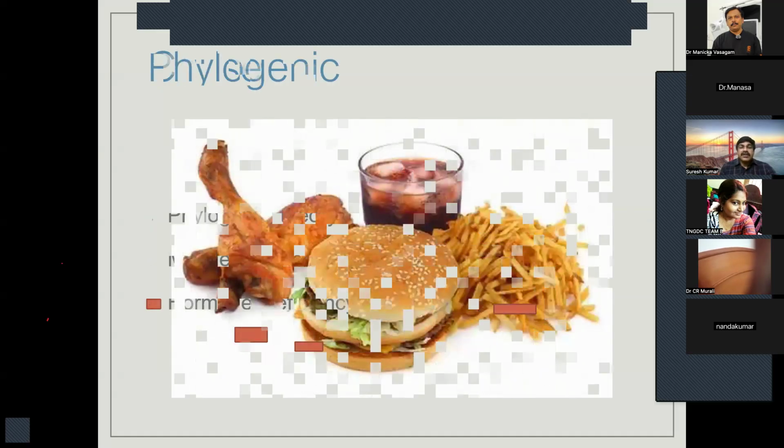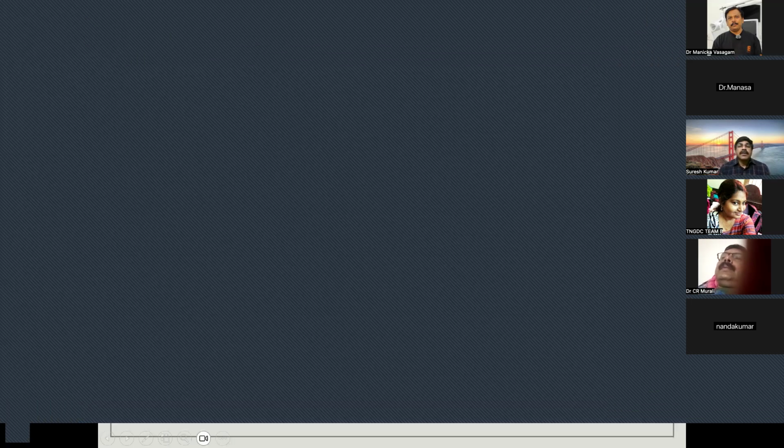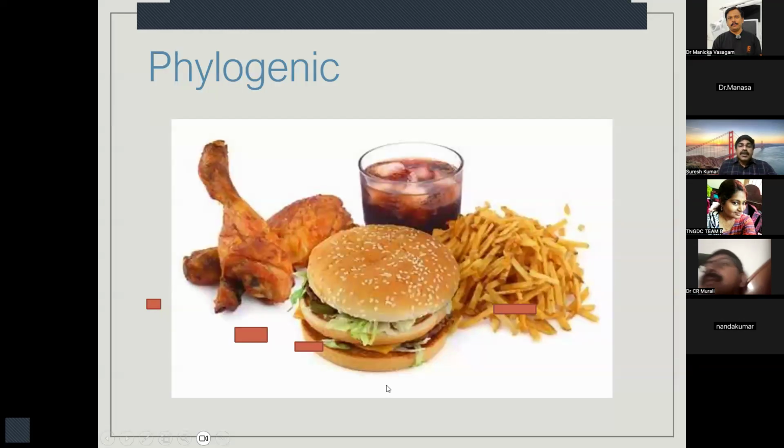Before that, okay, this is the picture which will explain what is phylogenetic theory that explains the impacted teeth. Okay. So the type of food we take is becoming softer and softer day by day.